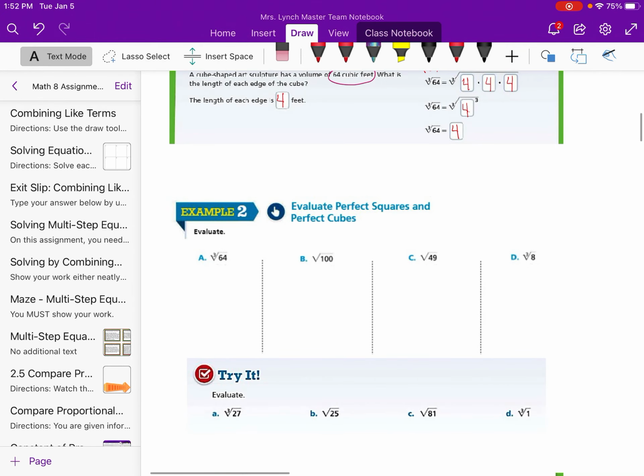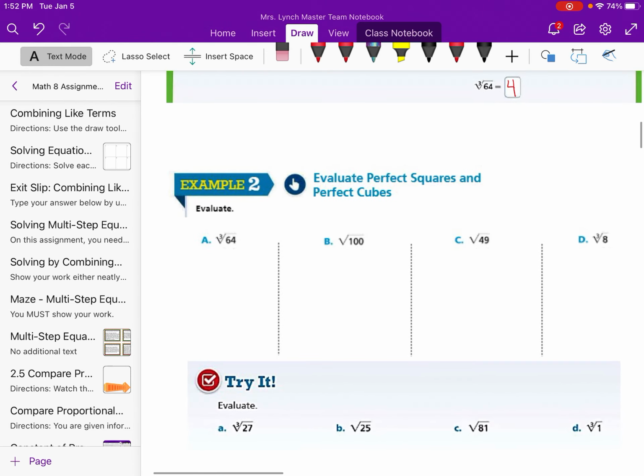Okay, now we're going to practice a couple. So square roots. Square roots are exactly the same, except squares only have, if you think about finding like area, it would be length times width. So it's only a 2. All right, so let's try letter A first. Letter A says cubed root of 64.